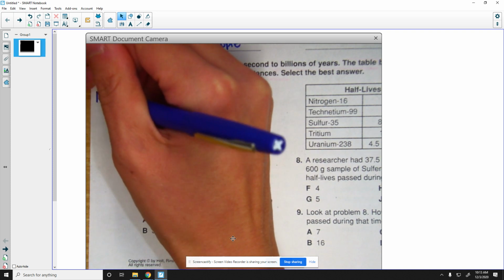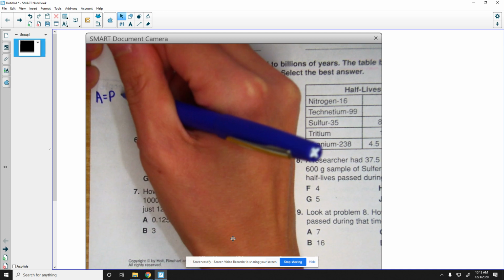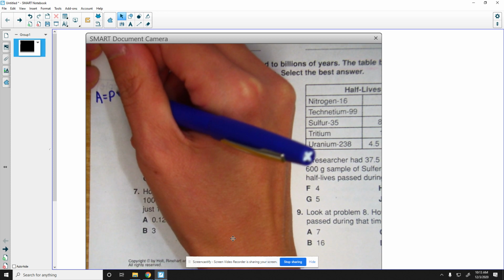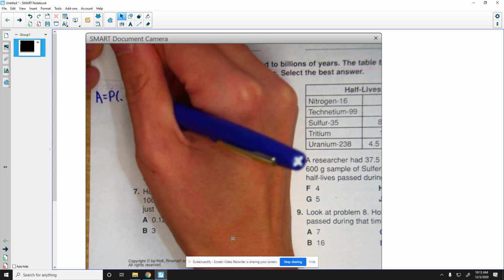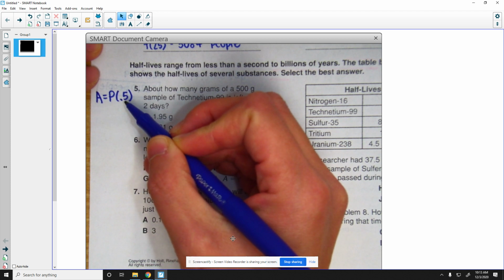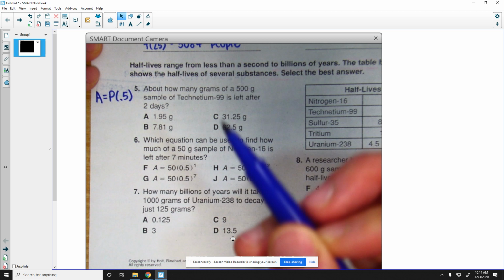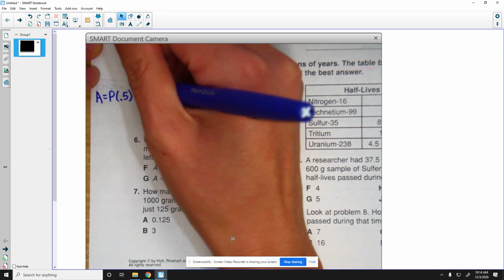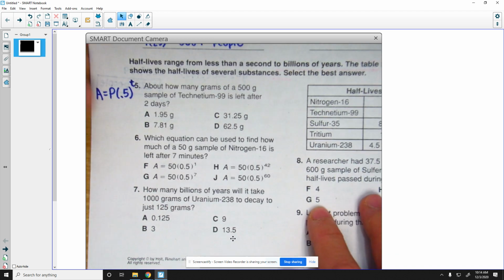It's A equals P times parentheses 0.5, because it's a half-life. So it's always a half, right? You're always going to have a half there because it's the half-life. When does half of it take away? To the T power. Okay.